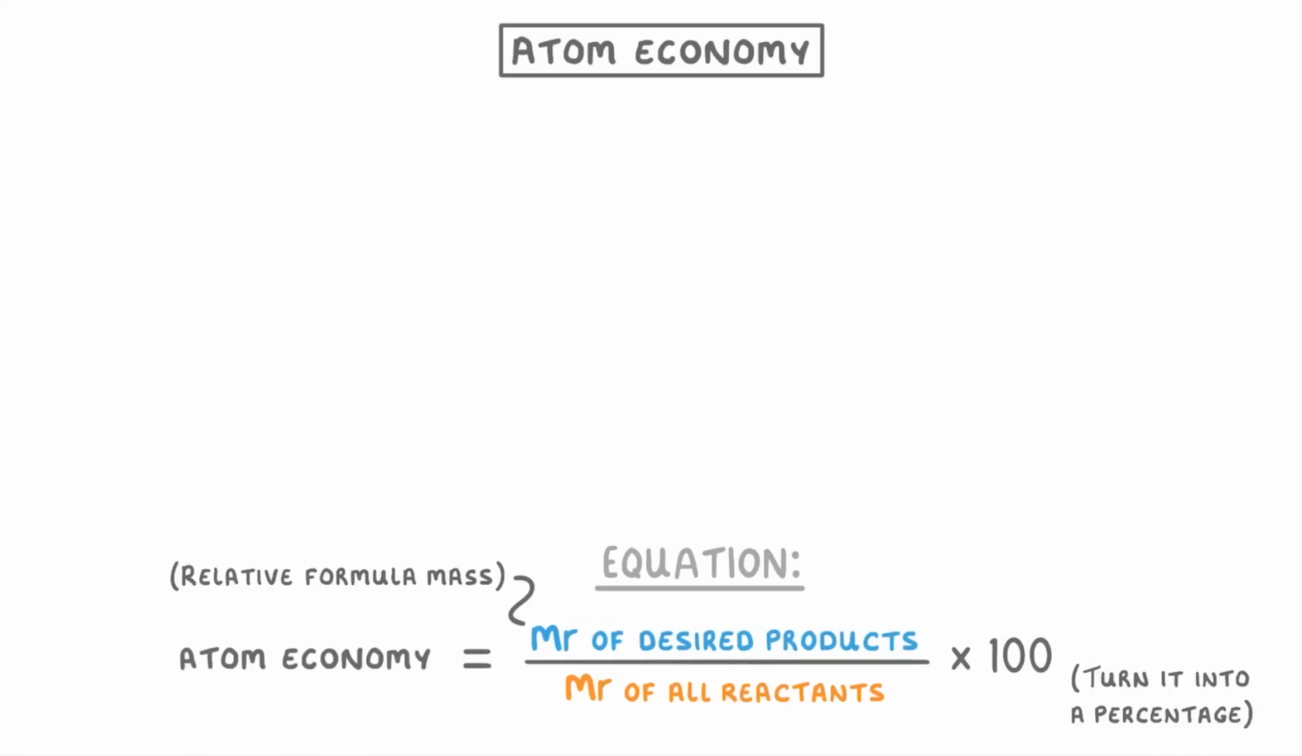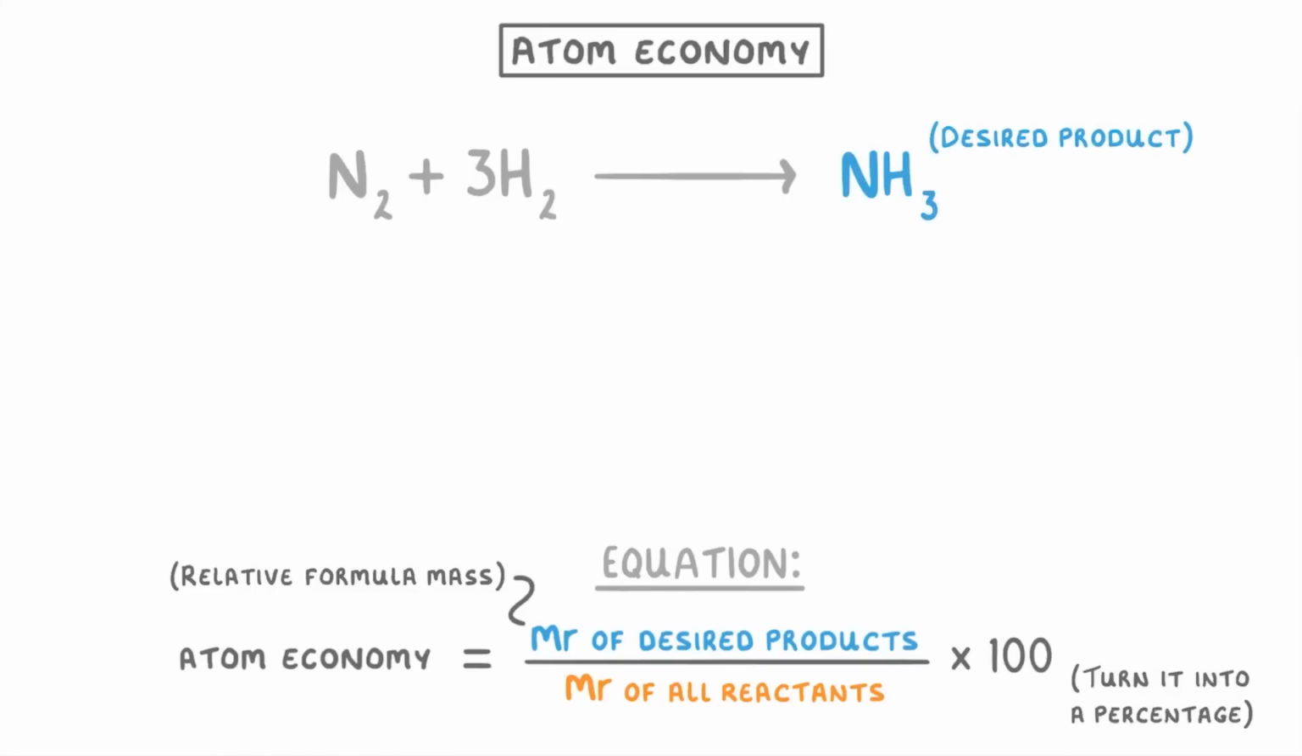As an example of a reaction with a very high atom economy, let's take a look at this one, where we have nitrogen and hydrogen reacting together to form ammonia. Because the desired product, ammonia, is the only product here, the atom economy would be 100%, because all of the reactants are being used to make ammonia. There aren't any other products that could be considered waste.